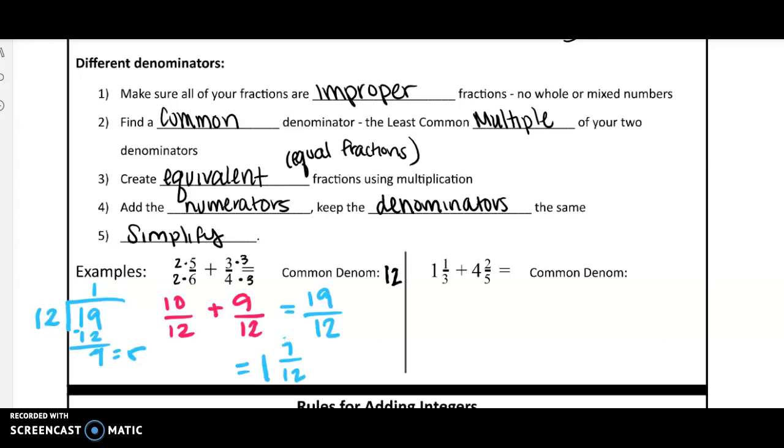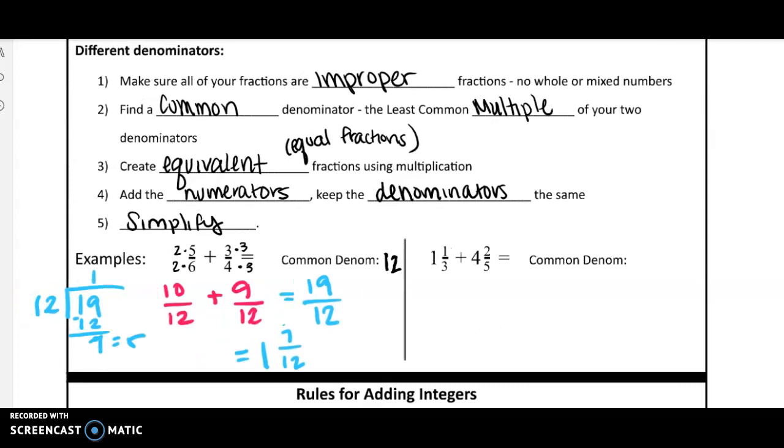All right, let's try one more. So make sure that your fractions are improper. These are not improper fractions. These are mixed numbers. So to switch it, what we do is we multiply these two numbers. So our bottom, our denominator, times our whole number. And then we're going to add that to the top number of our fraction. So 3 times 1 is 3, plus 1 is 4. So now I have 4, and then we keep it over 3. 5 times 4 is 20, plus 2. So 20 plus 2 is 22 over 5.